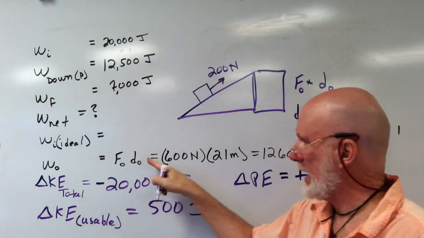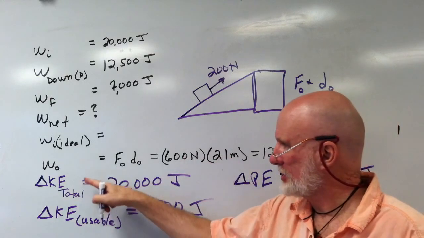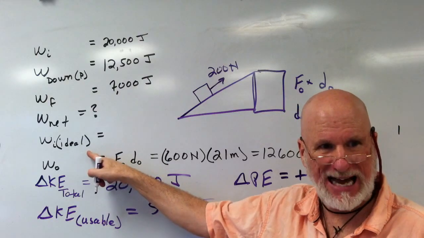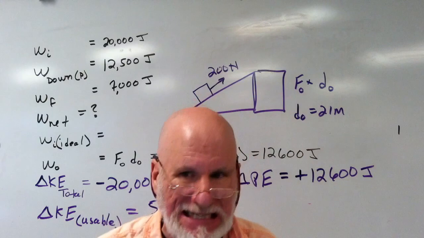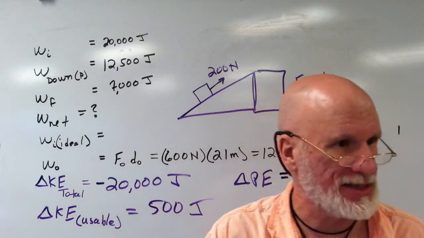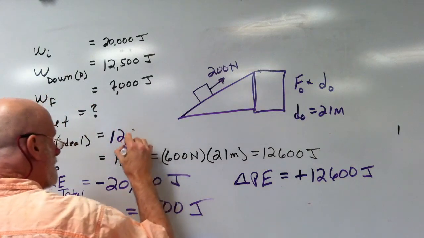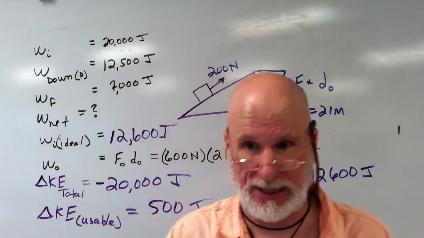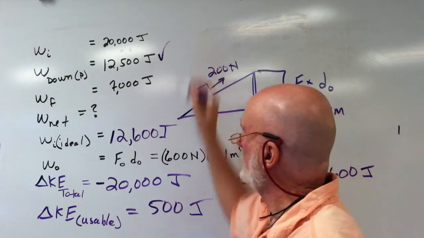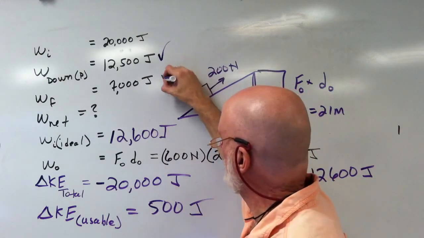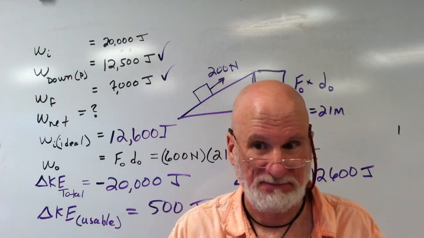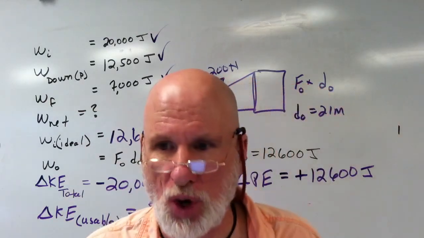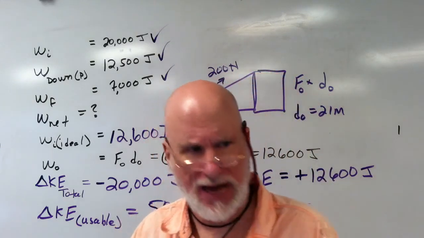You see how that equals the work output? Is the same thing? You see how the ideal work is what? What's the ideal work? 12,600, right? You see that? That's the ideal work. That's what it should have been. But I had that. That's what I started with, right? So what was the net work? 500 joules, right, exactly. 500 joules, right?